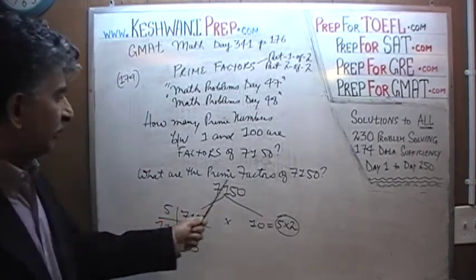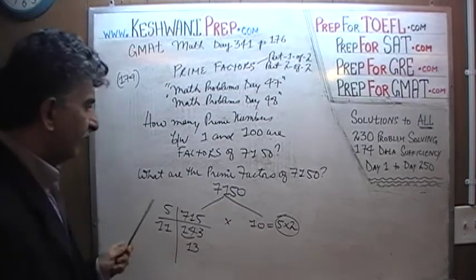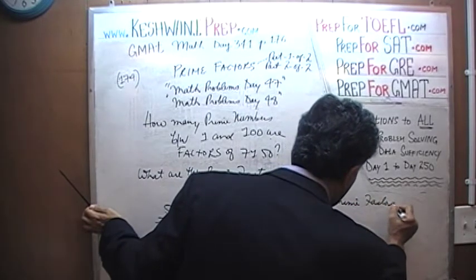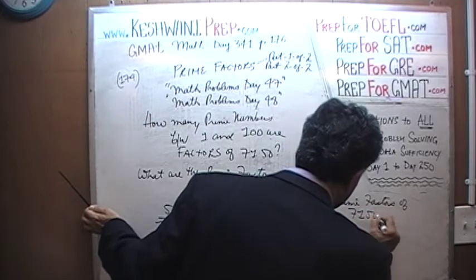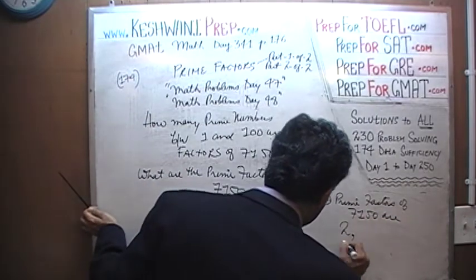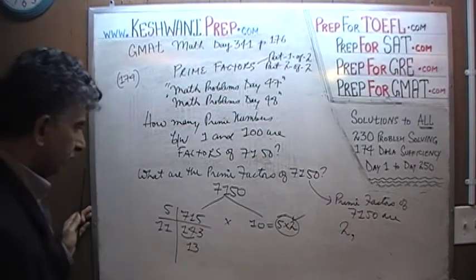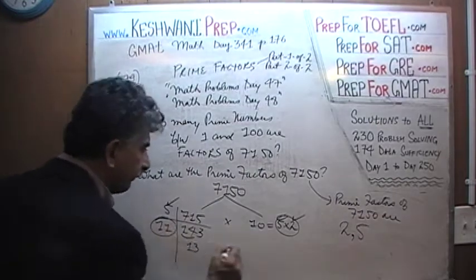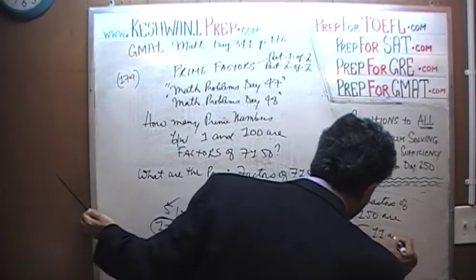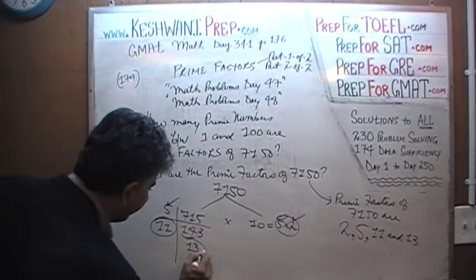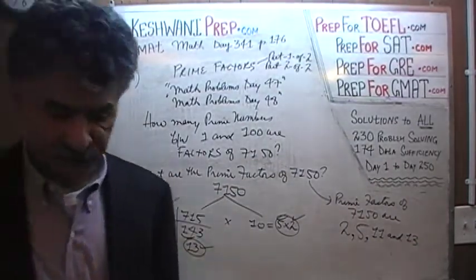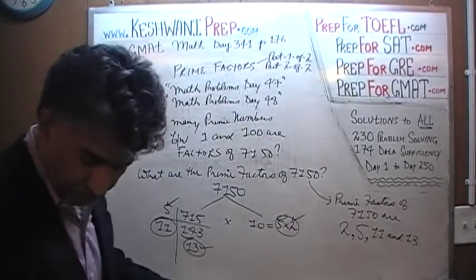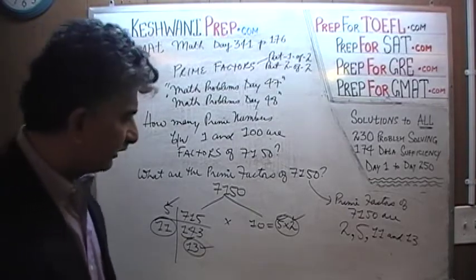Voila. The question was, what are the prime factors of 7150? The answer is, the prime factors of 7150 are 2, then 5, then 11, and finally 13. 7150 has 4 prime factors, 2, 5, 11, and 13. And that's all there was. It has 4 factors. The answer is D.